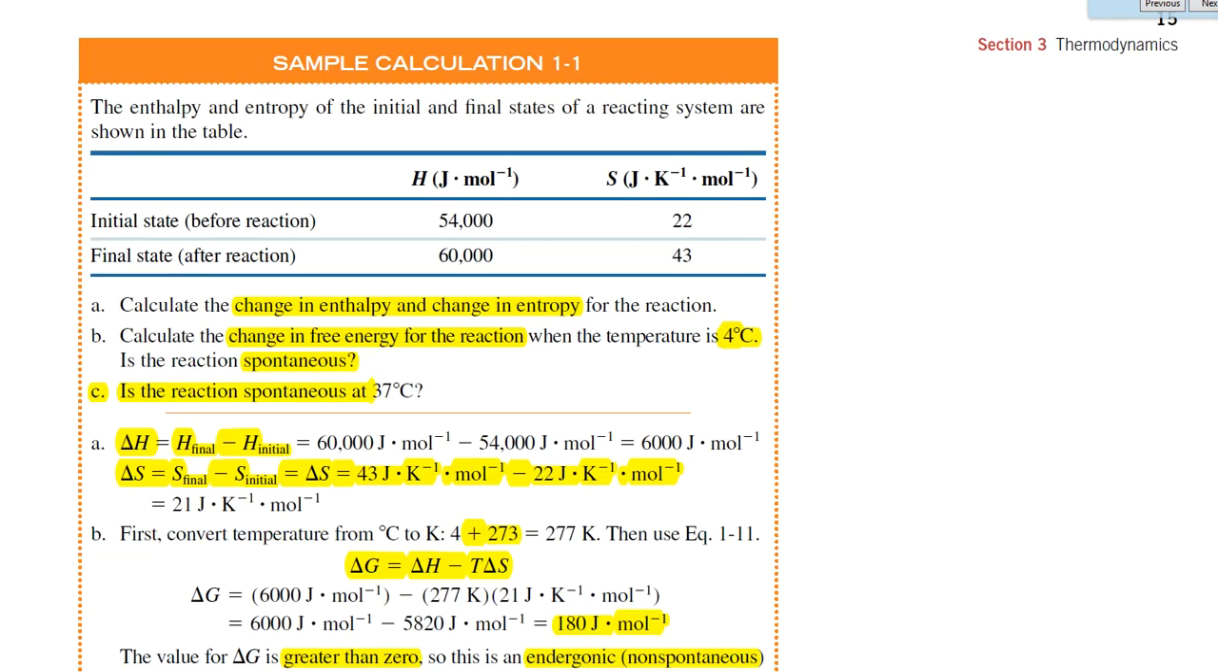So let's revise what we did in today's class. We have understood how to calculate the change in enthalpy, then how to calculate the change in entropy, then how to calculate the change in free energy for the reaction, which is del G is equal to del H minus T del S.